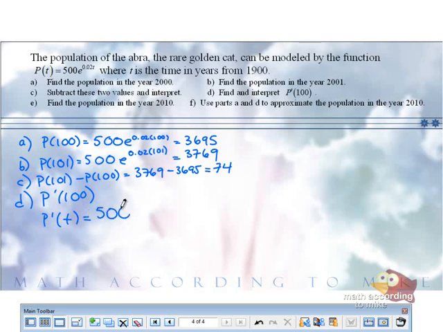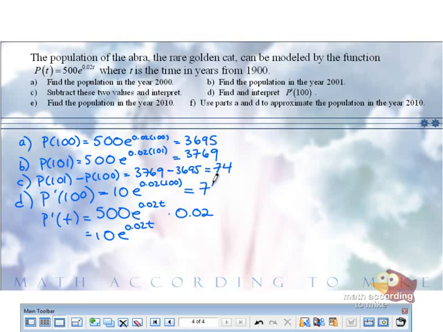So I'm going to do the unsimplified version first. The 500 sticks around, the e sticks around, and then you multiply it by the derivative of the exponent. So the 500 times 0.02, that's 10. This 10 that people have been talking about. So to find P prime of 100, we'll stick 100 into that. And again, we'll round to the nearest whole number. What do we got? 74.